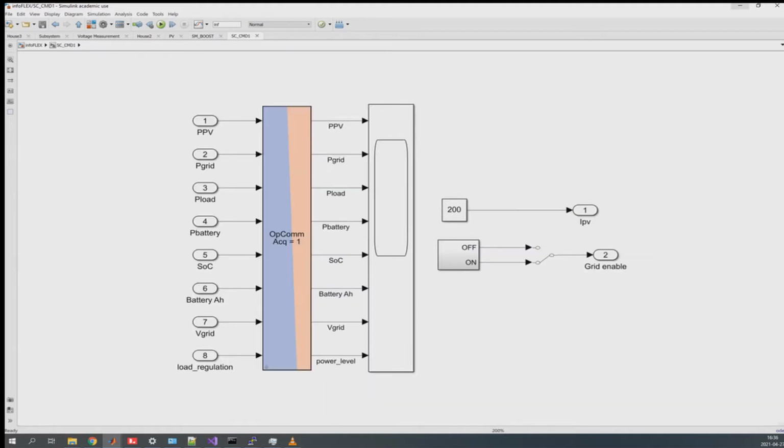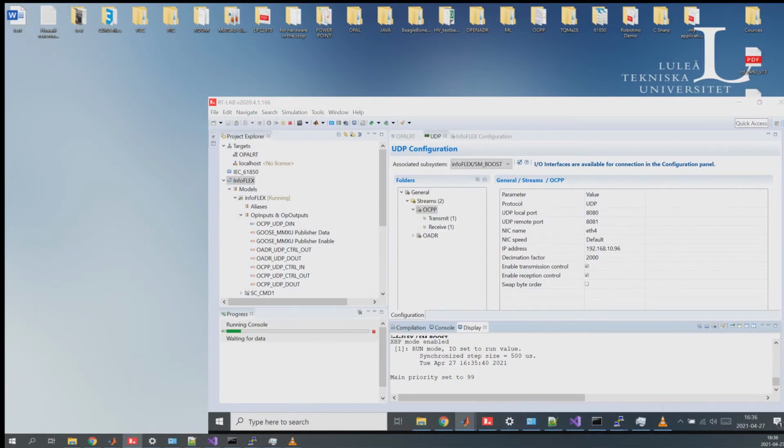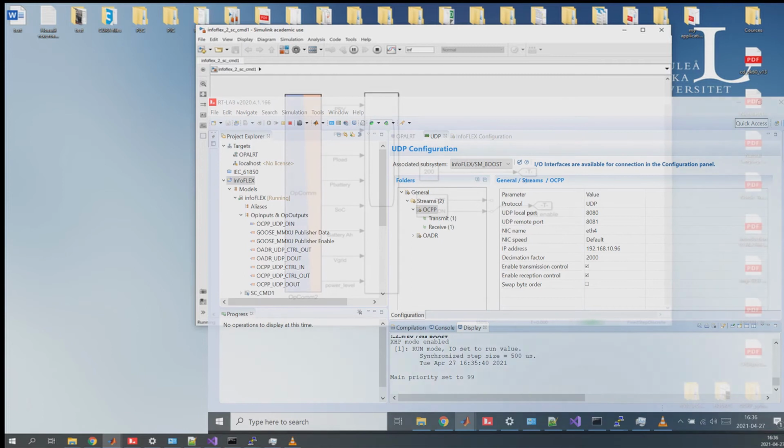The SC SMD1 subsystem design is pretty simple. It consists only of a measurement observing block, a switch for connecting and disconnecting the utility from the common grid, and a reference signal for modeling of photovoltaic power production. To run the simulation, we need to load it and press the start button in the OPAL-RT environment.